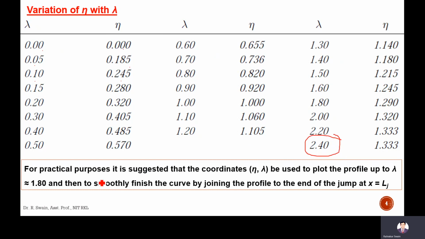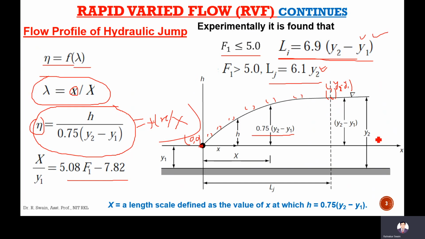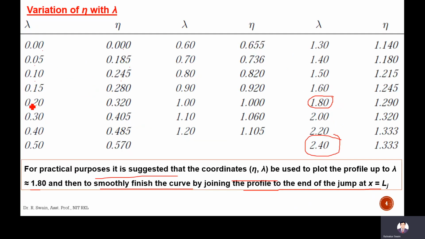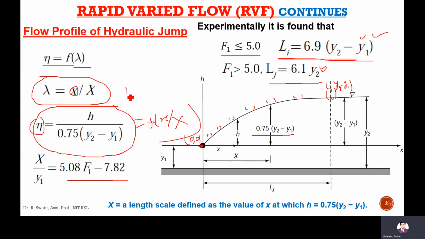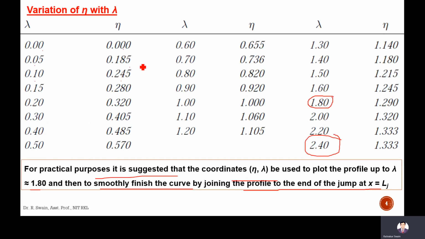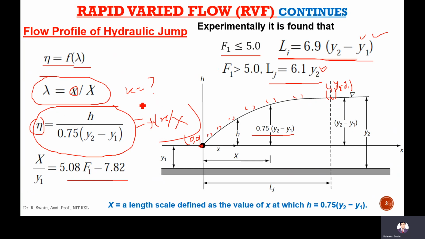However, for practical purposes, it is suggested that the eta and lambda coordinates be used to plot the profile up to lambda 1.8, then to smoothly finish the curve by joining the profile to the end point of the jump. So up to a lambda value of 1.8, the x value is calculated. Since the lambda and eta values are already given in the table, for different lambda values the x value can be calculated, and for the corresponding eta values the h value can be calculated.